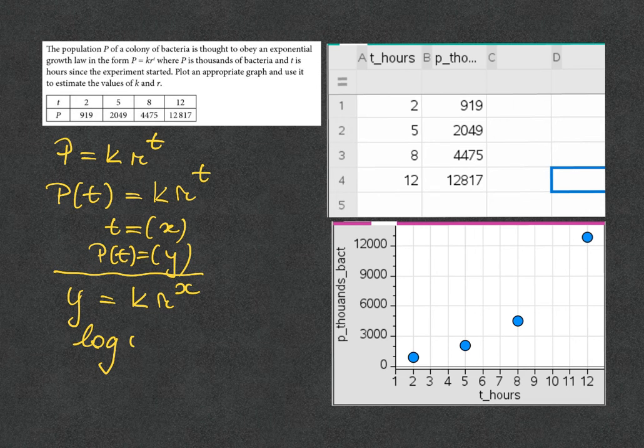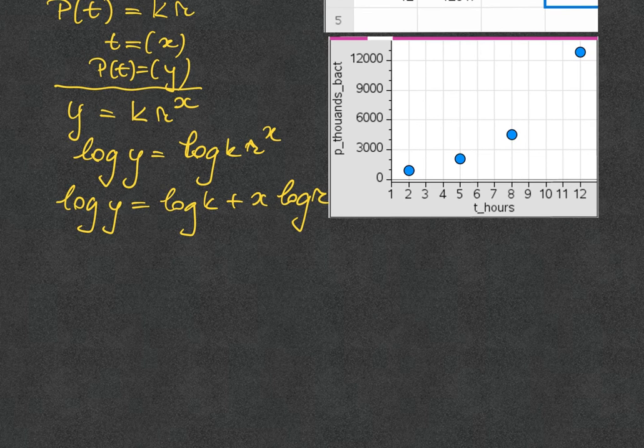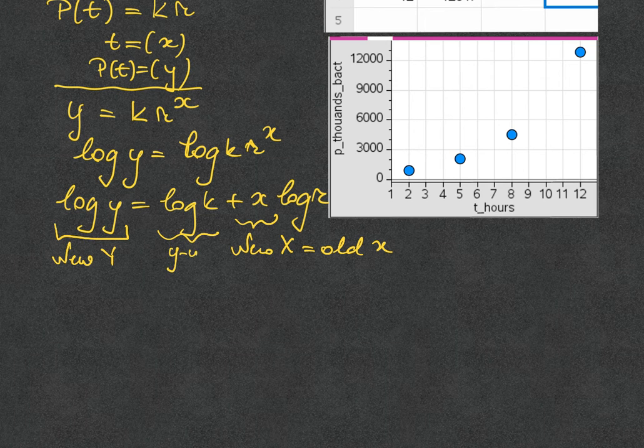And I know that if I apply log in both sides, I'm going to get this one. I can now transform it in order to get a linear function. So log y equals log k plus x log r. And see how this one will be the new y. I'm going to call it capital Y. The new x is the same as the old x. I'm going to call it capital X, but it's the same as the old x. This will be the y-intercept of the graph, and this will be the slope.